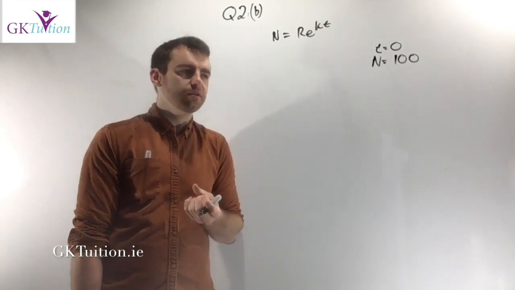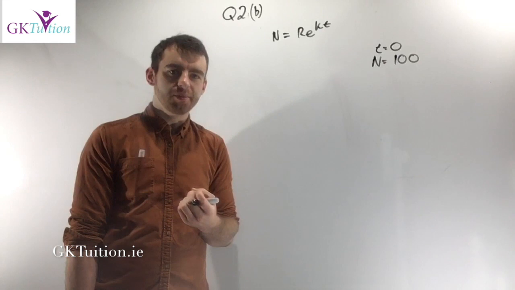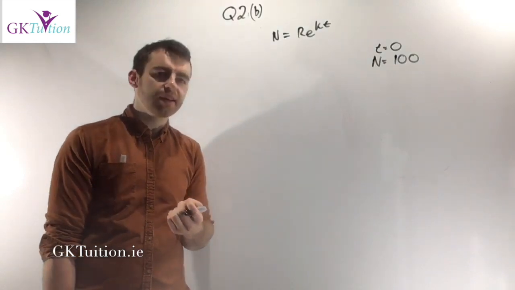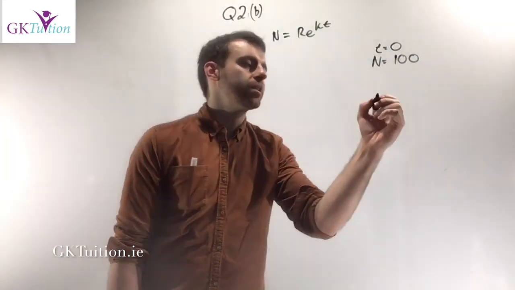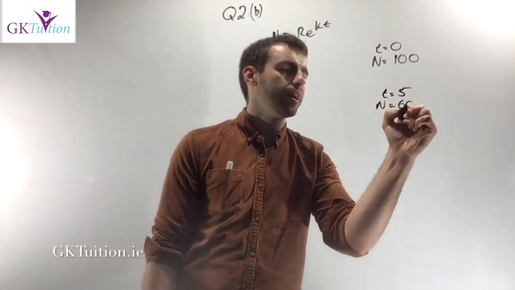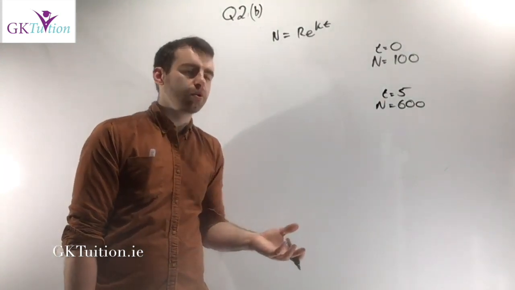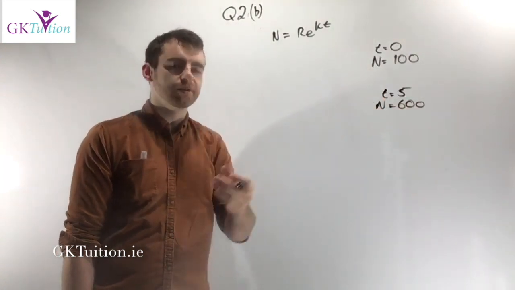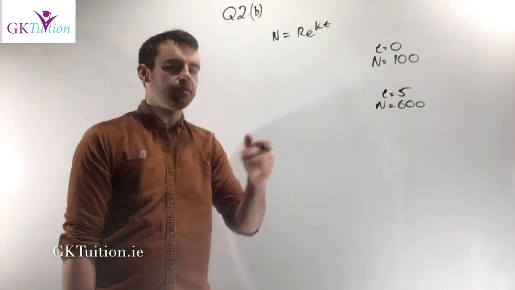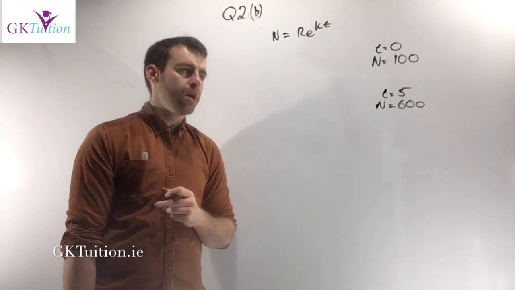Once I have the value of the constant A, I can then try and get the value of the constant k, because there's a second piece of information I was given. The second piece of information was that after 5 hours, there are 600 bacteria in the petri dish. So when t equals 0, I can sub in n equals 100. When t equals 5, I can sub in n equals 600. That's 2 pieces of information that will allow me to find the value of A and the value of k.